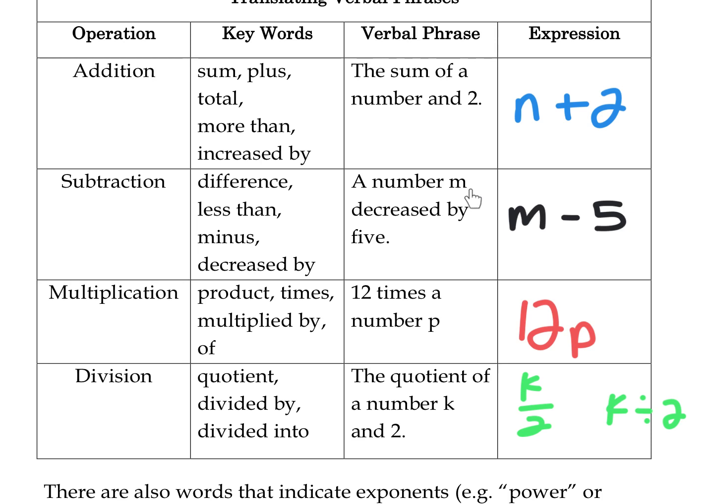Also look through these examples here. Sometimes a number m, so we're indicating the variable to use, or 12 times a number p, so we're going to use p. In the first one we saw, the sum of a number and 2, there was no variable indicated that we should use, so we could pick anything we want. I just picked n, but if you want to use x or a or whatever your favorite letter is, that's fine. So the sum of a number, what's that number? We don't know. That's where a variable comes in. It represents some quantity that we don't know.